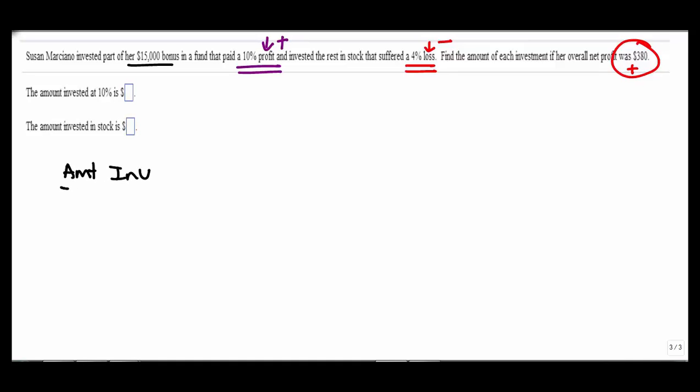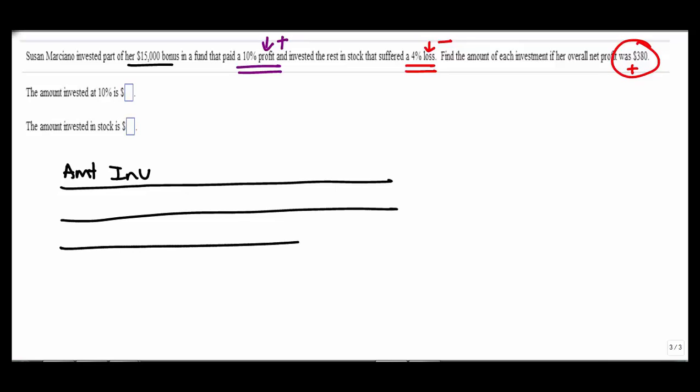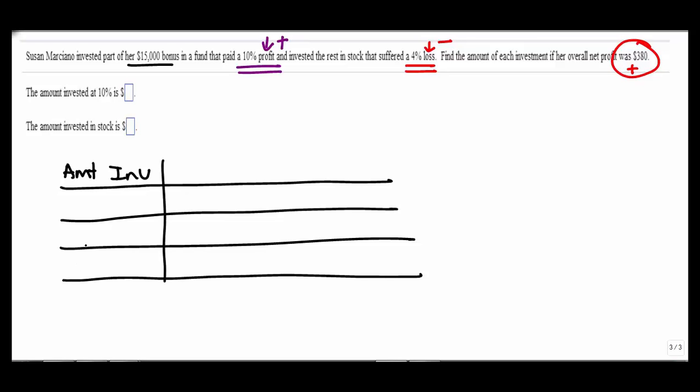So if we talk about the different amounts invested, we have a total that I know of. I don't know how much I have in each account. That's what we're trying to figure out. But I know in total, I have $15,000. So this is my total. Okay, so now I also have interest, and this is either earned or lost. So here I have a plus 10%. We use 0.1 to represent 10%. And then here I have a minus 0.04.